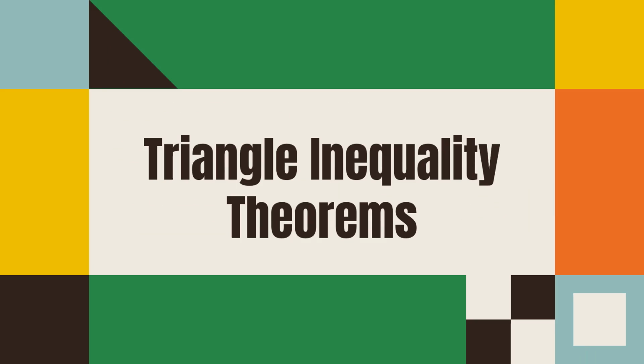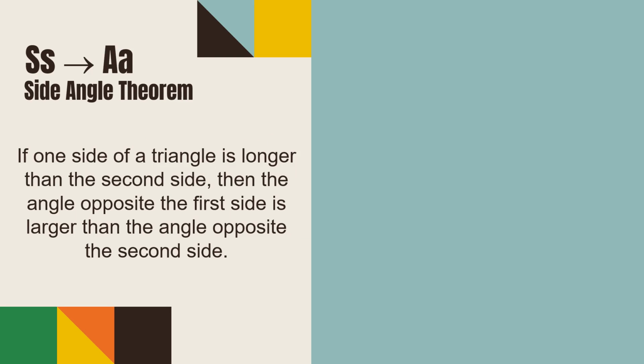Okay, so triangle inequality theorems. First, we have the side angle theorem. This theorem states that if one side of a triangle is longer than the second side, then the angle opposite the first side is larger than the angle opposite the second side. Let us explain this better by example.